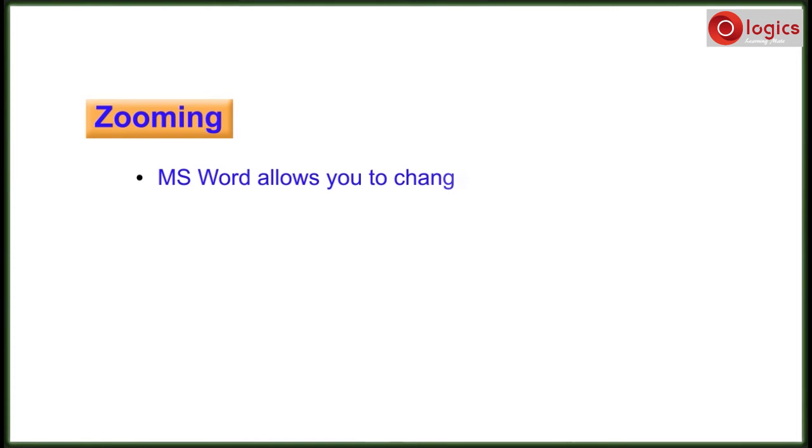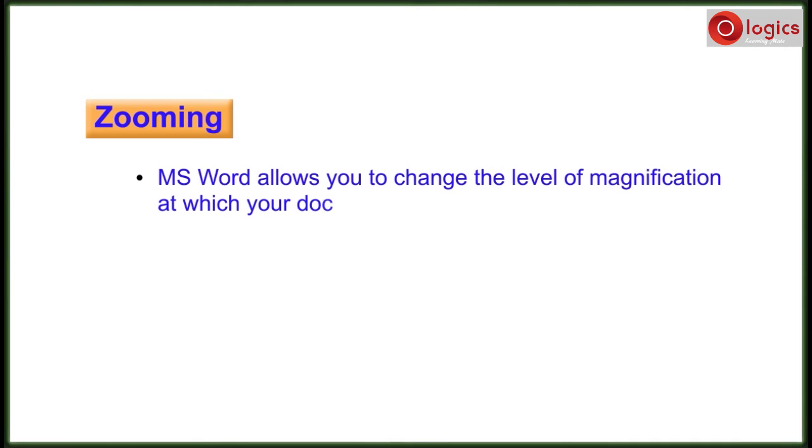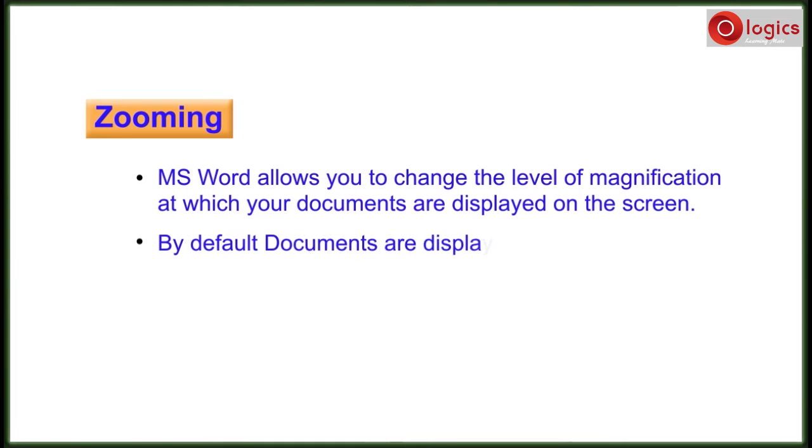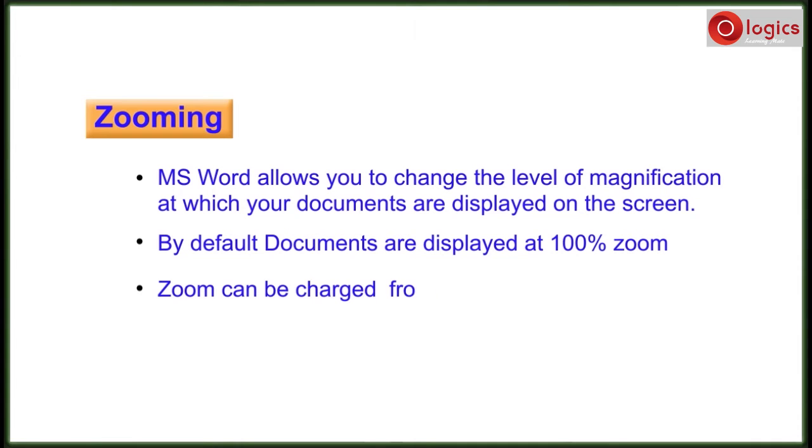Zooming. MS Word allows you to change the level of magnification at which your documents are displayed on the screen. By default, documents are displayed at 100% magnification, that is normal zoom. You can change it to anywhere from 10% to 500%. Let us work with the zoom tool in MS Word.